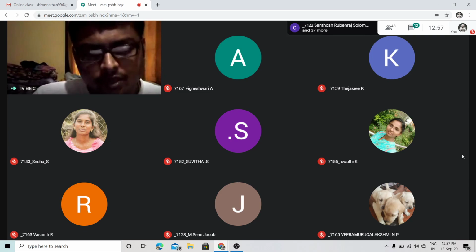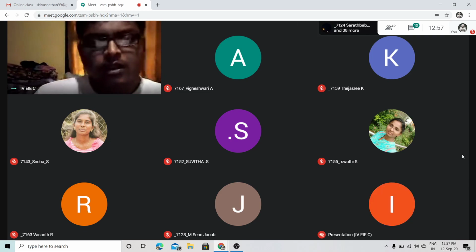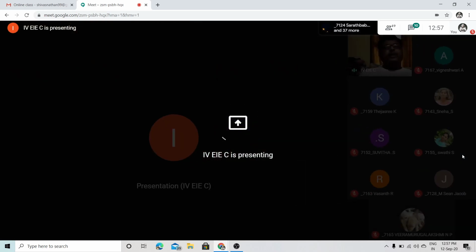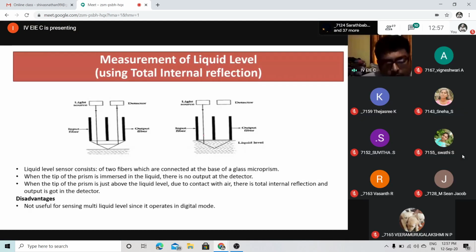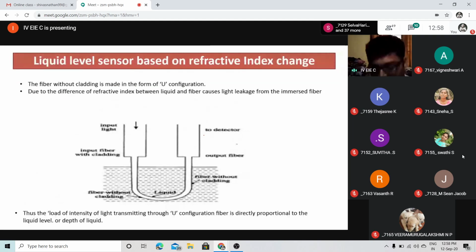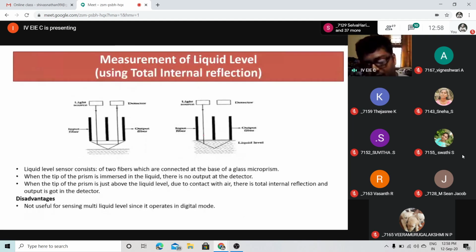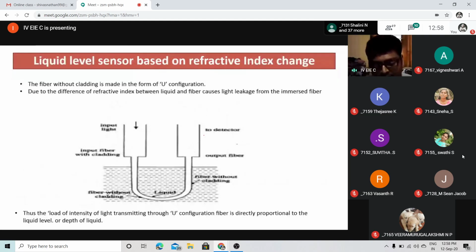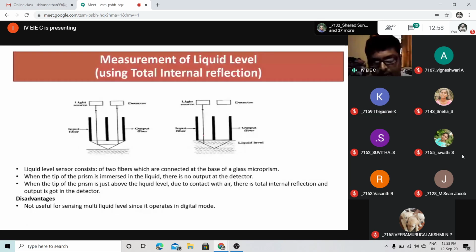See that it is visible. We are going for measurement of liquid level now. We have two kinds of interactions and basic principles behind measurement of liquid level. One is based upon total internal reflection. Another is based upon the refractive index change. So you have two sets of diagrams. One works upon the total internal reflection that takes place, and another works upon the refractive index change.